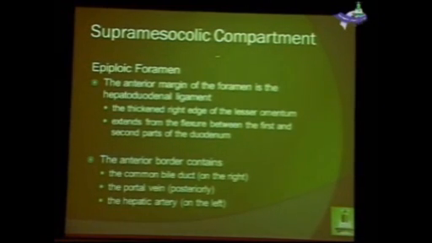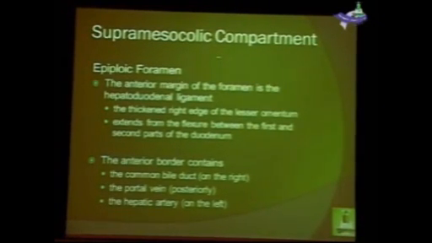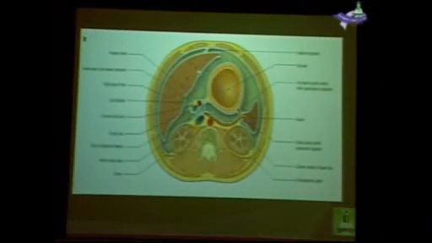Which is the thickened right edge of the lesser omentum, and it extends from the flexure between the first and second parts of the duodenum, and it goes up towards the porta hepatis. The anterior border, which is the hepatoduodenal ligament, contains 3 important structures. It contains the common bile duct on the anterior right side. It contains the portal vein on the posterior side, and the hepatic artery on the anterior left side.